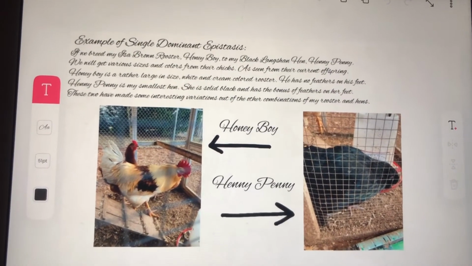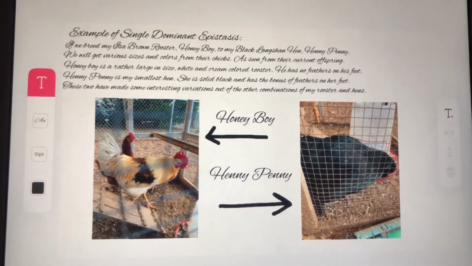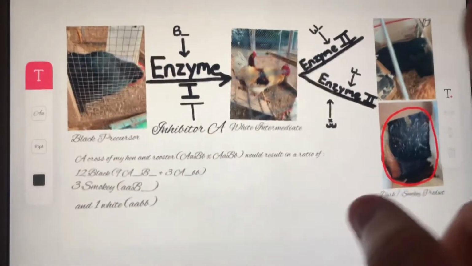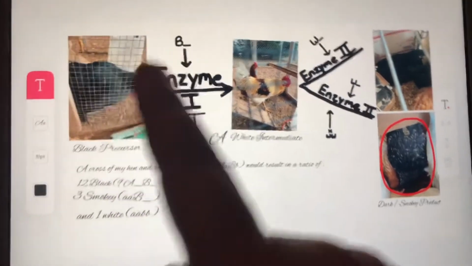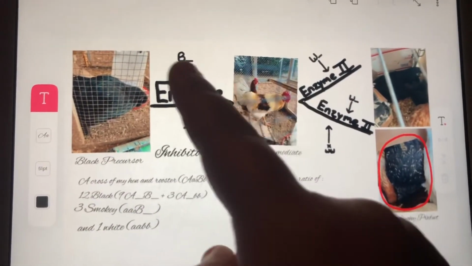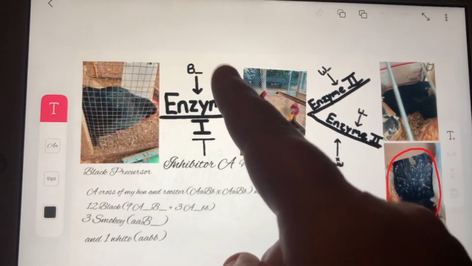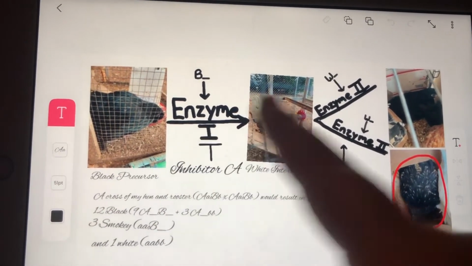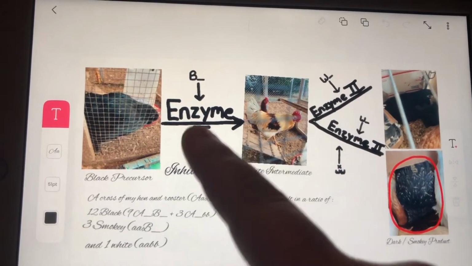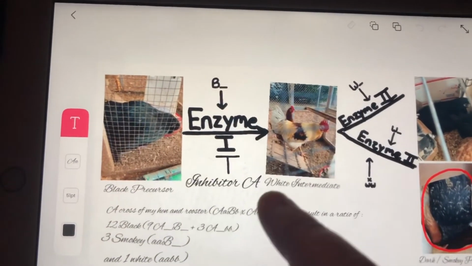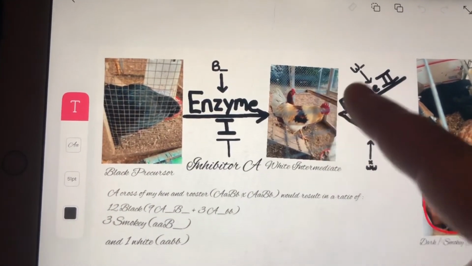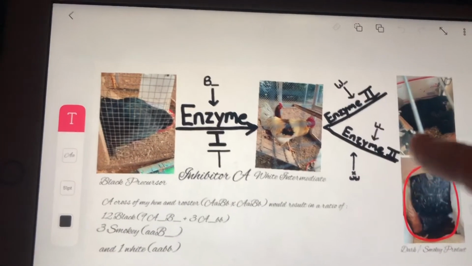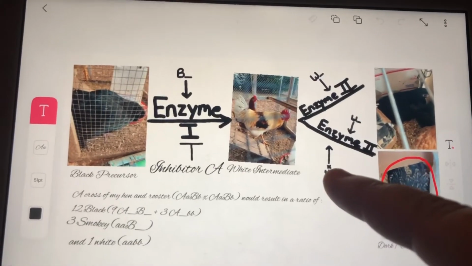These two have made some interesting variations out of all the other combinations of my roosters and hens. Based off of this pathway, Henny Penny, I gave her the enzyme B for black, which this blank can either be another dominant B or a recessive B, and the inhibitor here I'm giving is for the white gene or for the red gene based off of my other hens, and then the white intermediate is Honey Boy, and I gave him white, and the enzyme here is for the white, but he can't be an all recessive white.